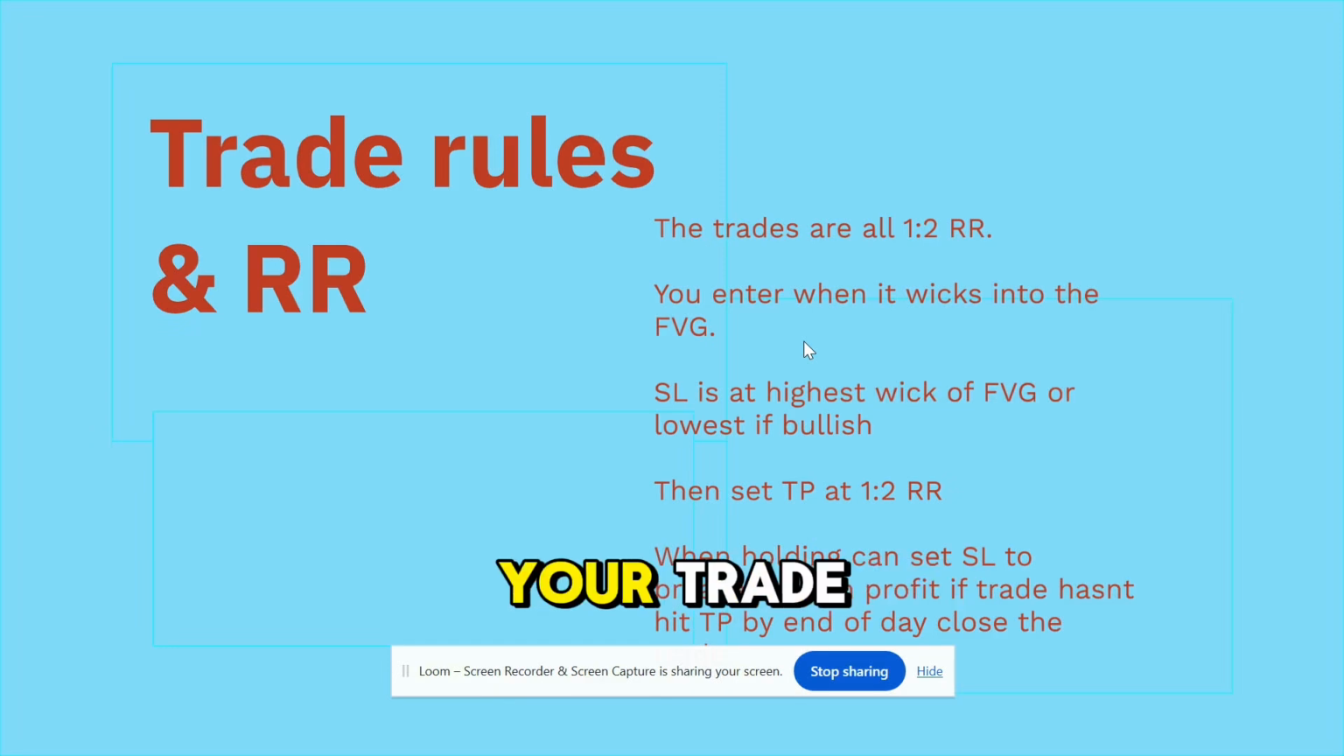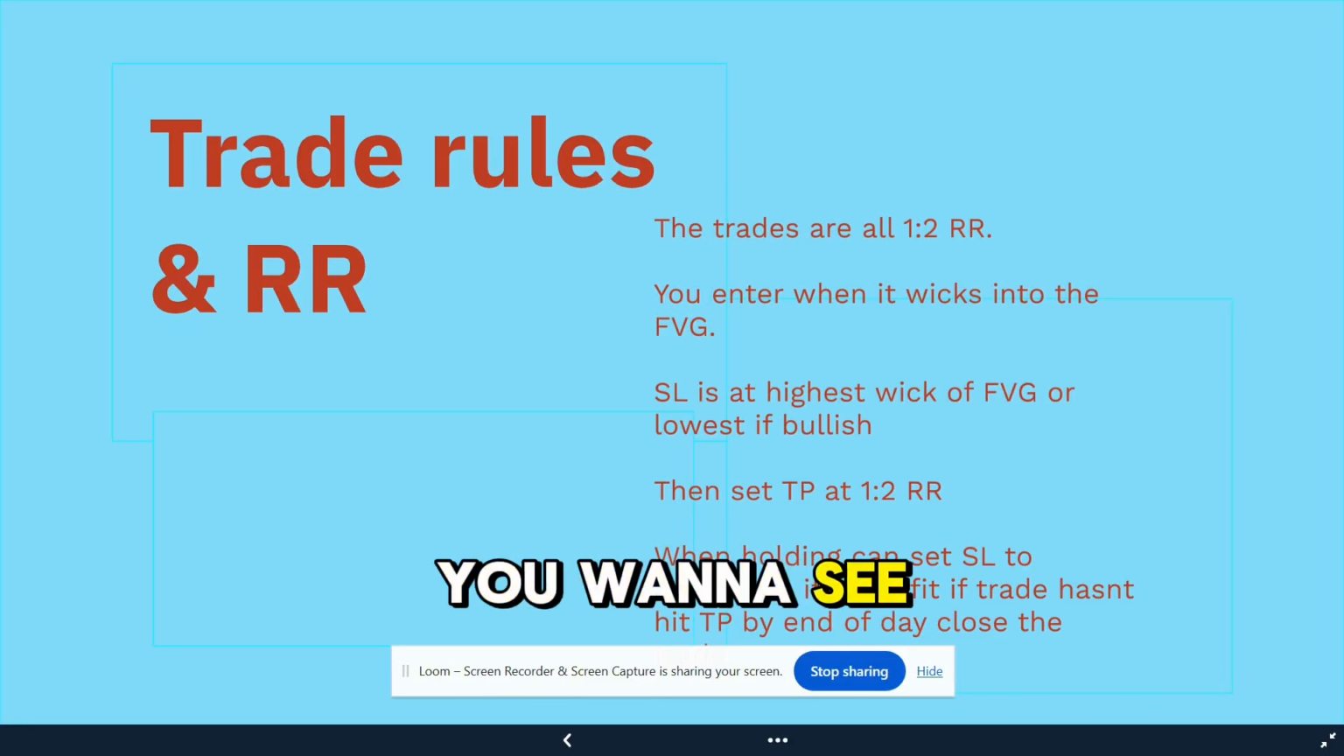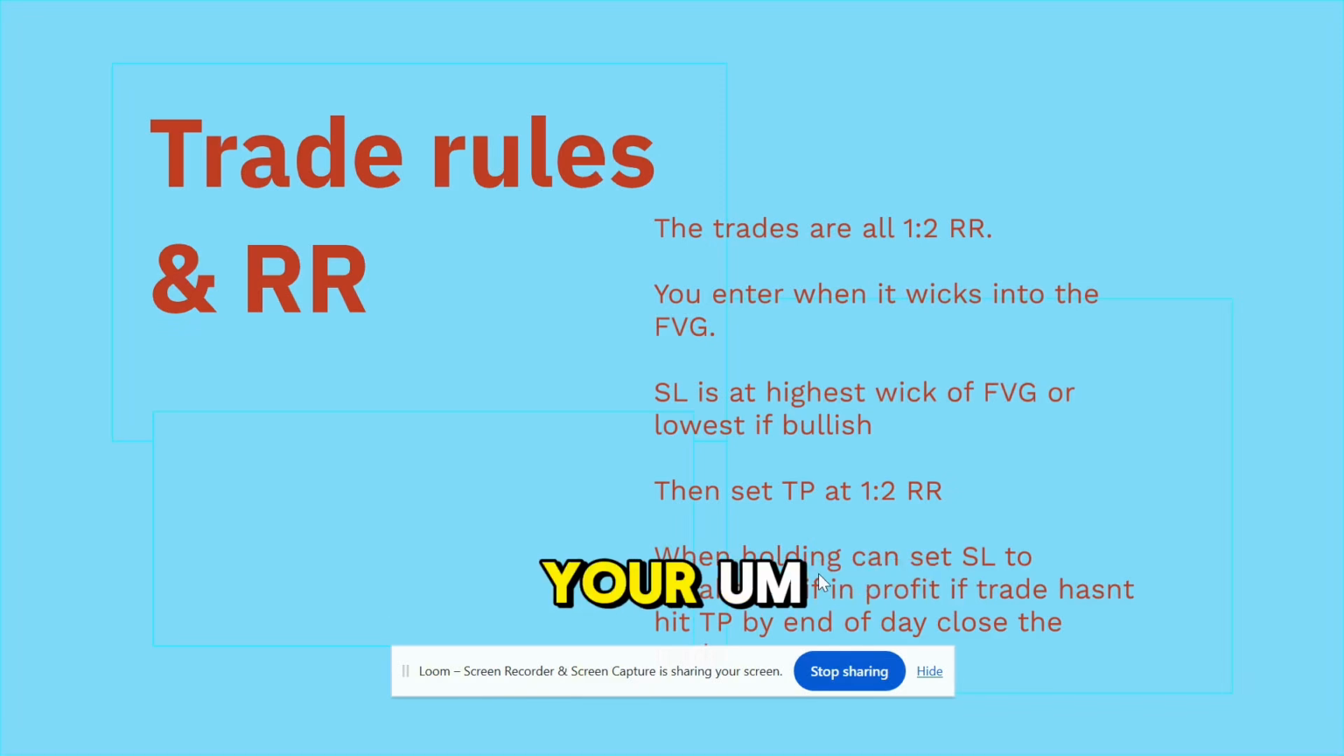But if you do want to manage your trade a little bit more and you want to see it in profit, it's absolutely fine to just set your stop loss to entry, or stop loss into profit, and leave it there. So it's a risk-free trade. But in terms of the risk to reward, it's always a 1 to 2.